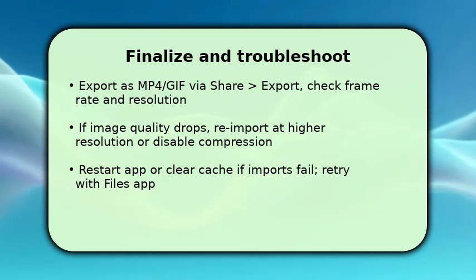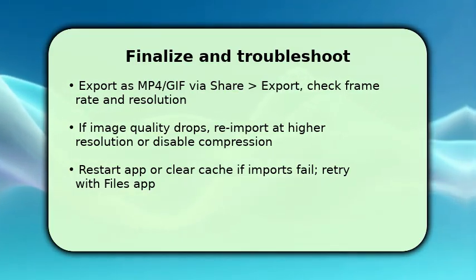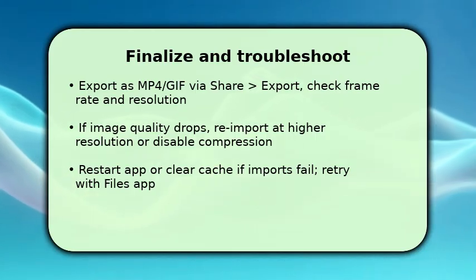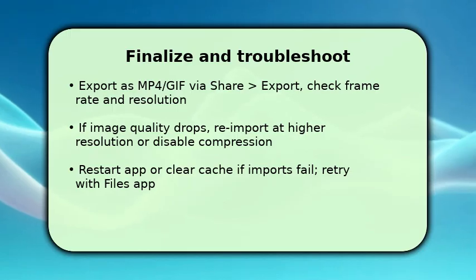Once happy, use Share Export to save as MP4 or GIF, choosing the correct frame rate and resolution. If images look blurry, re-import at a larger size or disable export compression where available.